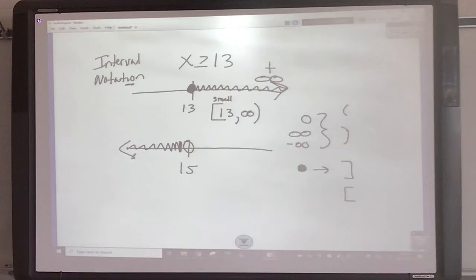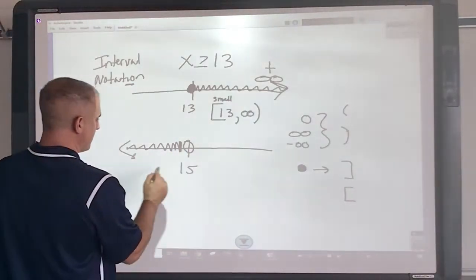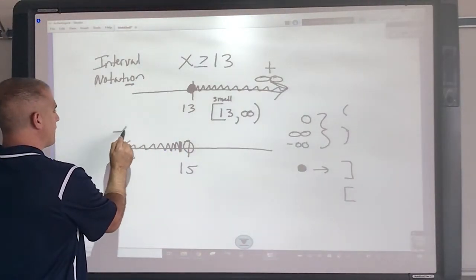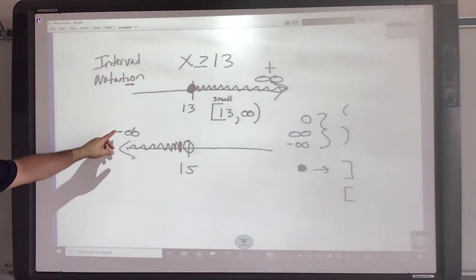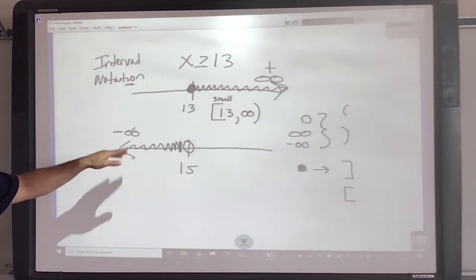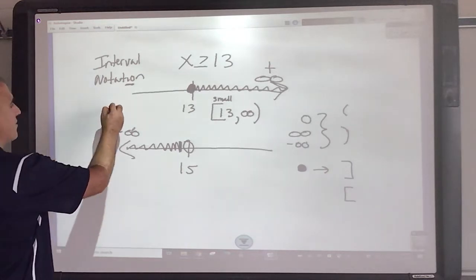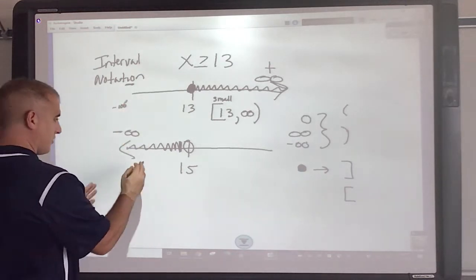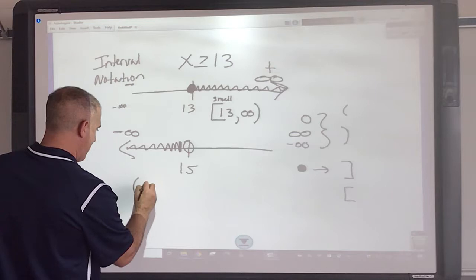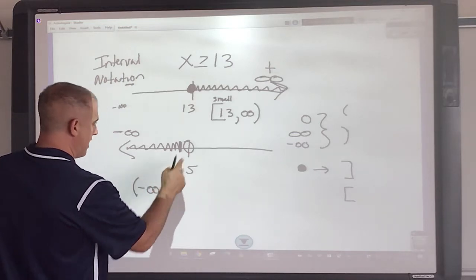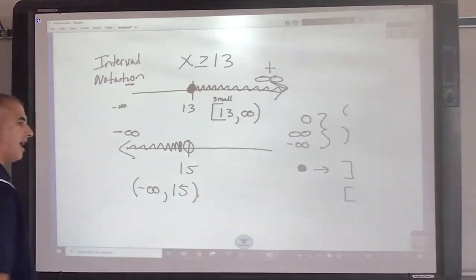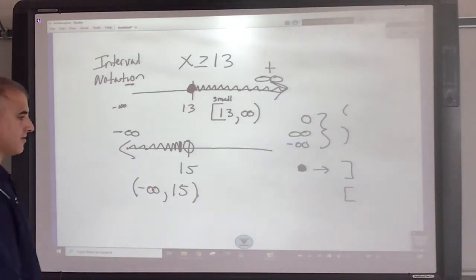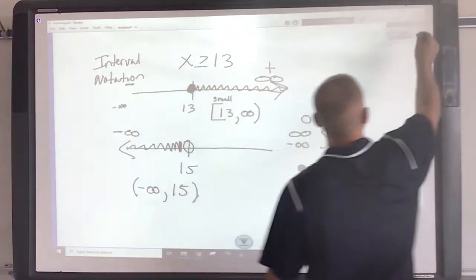Let's say I had something like this. Very simply, this is going on forever in the negative direction, or negative infinity. If you have trouble with the concept of infinity, think of negative infinity like negative 100. That would be the smallest number. So of this set, I would have negative infinity, and the biggest one, I would have 15. Since that is an open circle, I would have something that looked like that. Let's do a couple more examples.